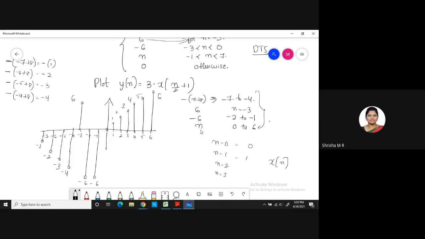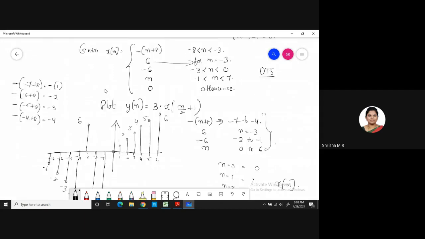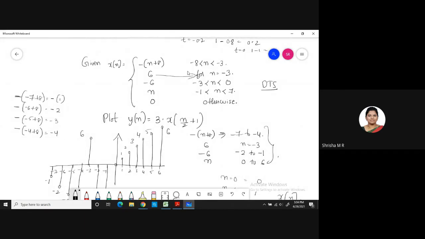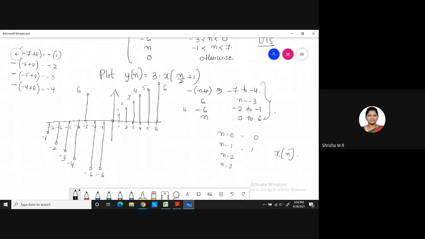Did you all follow? Did you all do the same? Yes, ma'am. So you are expected to first plot x of n. First you have to graphically check what is x of n. Given x of n, for each value of n, they are given different amplitudes. Okay, so this is your x of n.